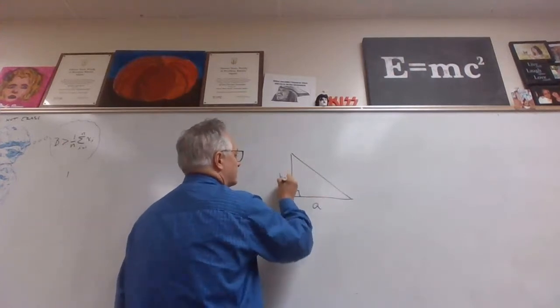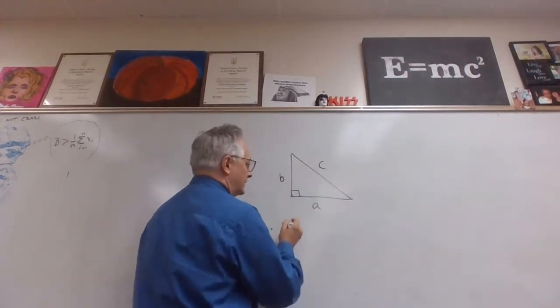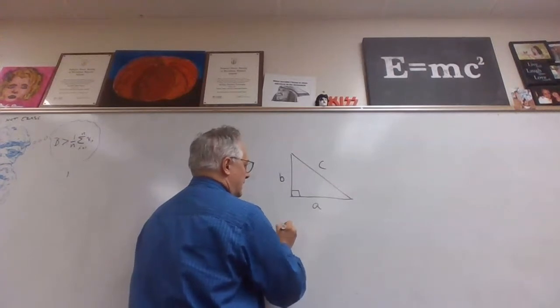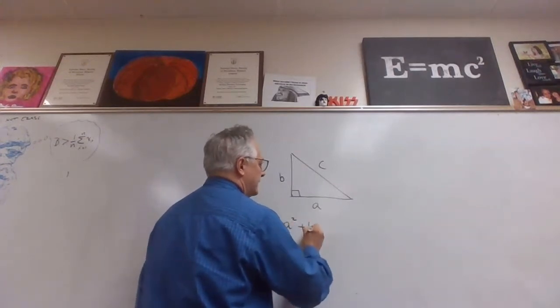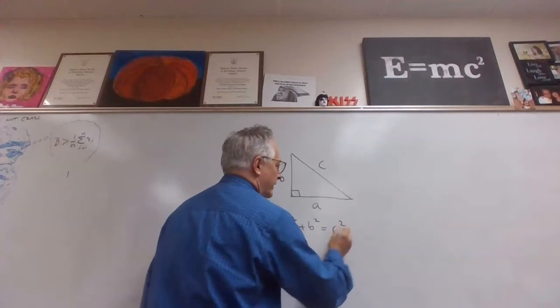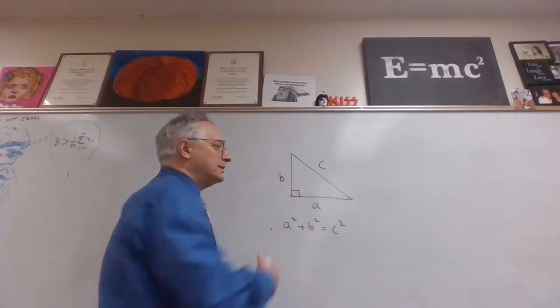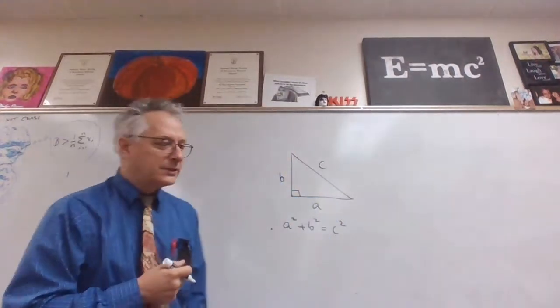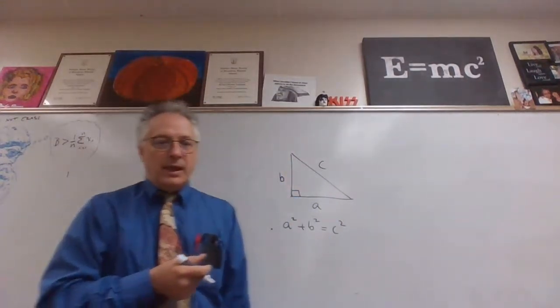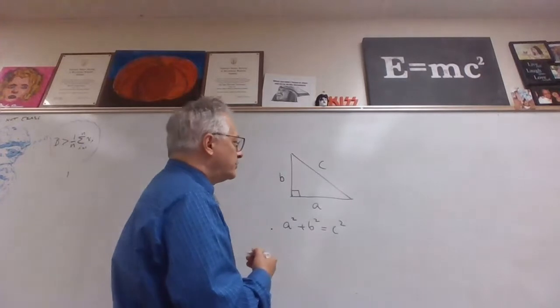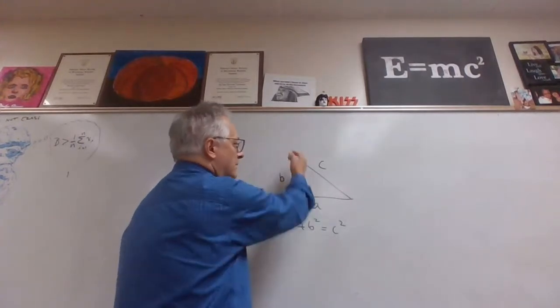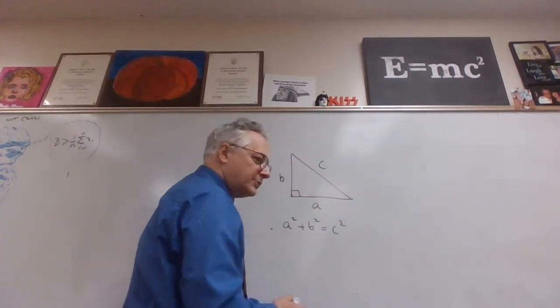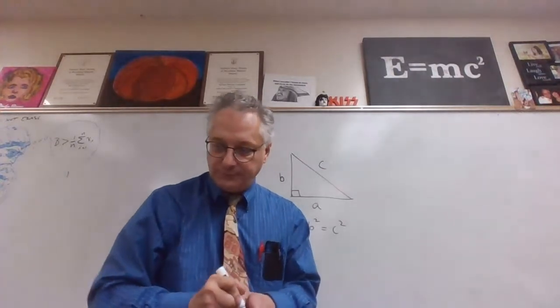And we talked about this relationship, and we said that a squared plus b squared is equal to c squared. So we're talking about using any two sides of a right triangle to find the third side of the right triangle. And we also talked about relationships within the triangle. And those relationships were as follows.